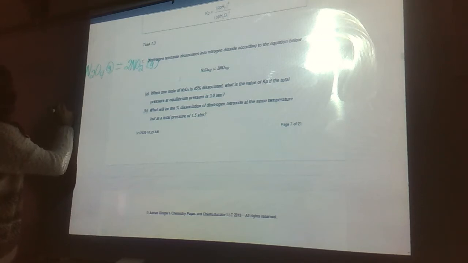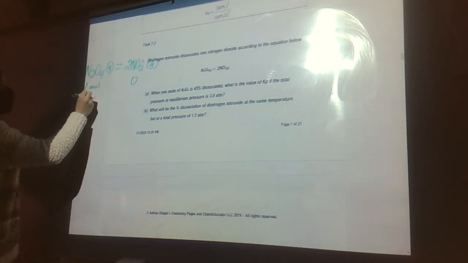Initial, change, equilibrium. Okay, so when we're doing Kp's, if you're not given partial pressures right off the bat, my suggestion to you is put mole values into your ICE table, and then when you're done, convert those mole values into partial pressures to put in your Kp equation. That will make your life easier.